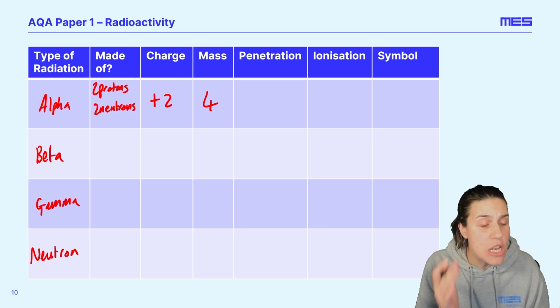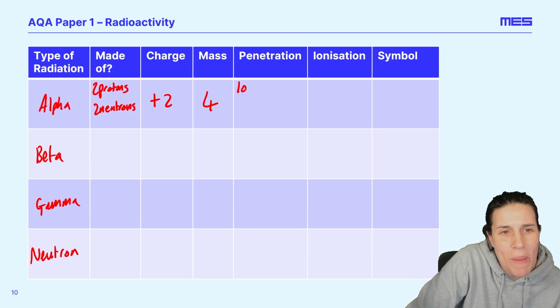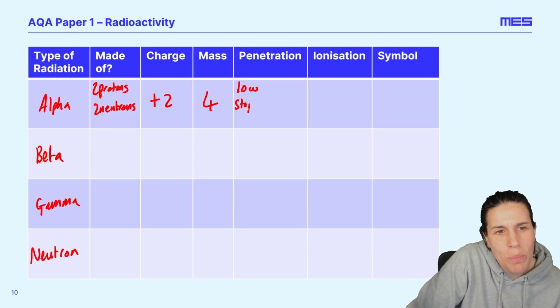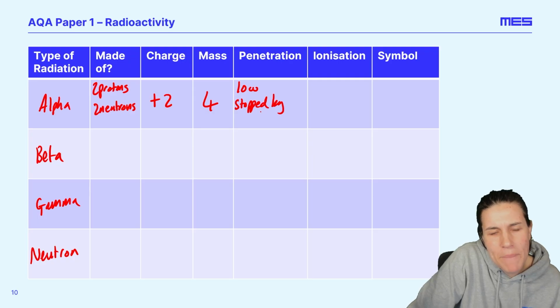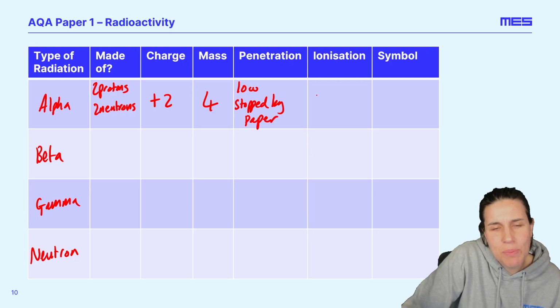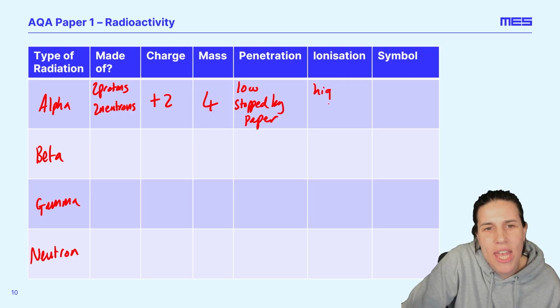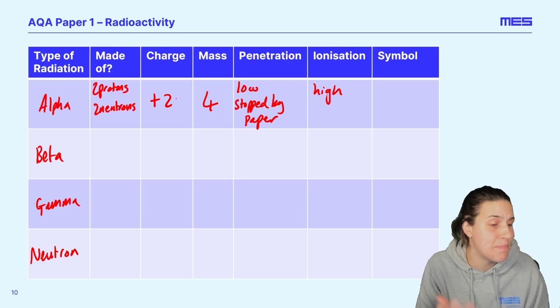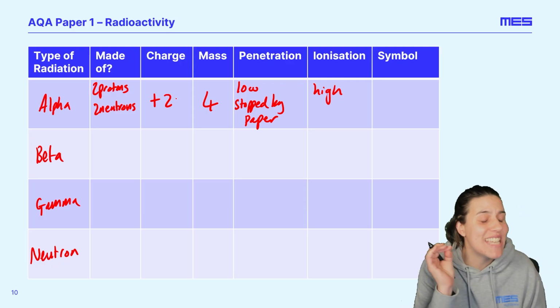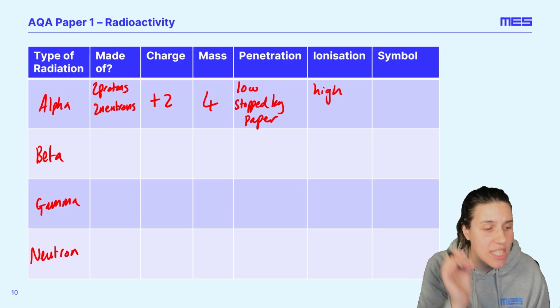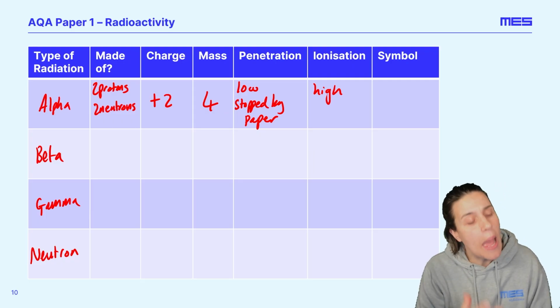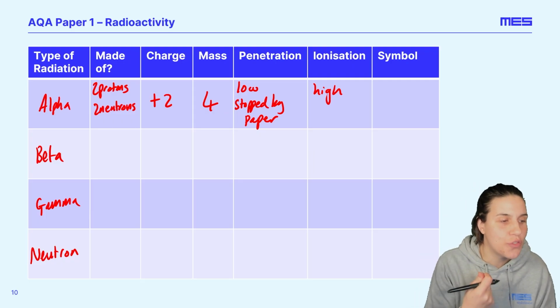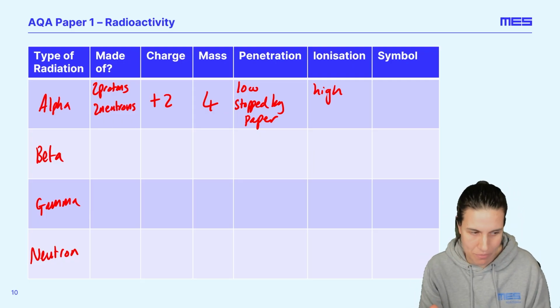Now, the penetration is like how much stuff can it go through. Now, alpha is really lowly penetrating. It's got a really low penetration. It's stopped by paper. Now, that's because it's got a really high ionization. Alpha, because it's got the biggest mass and the biggest charge, finds it easiest to ionize other atoms. Ionizing means taking electrons from those other atoms, okay?